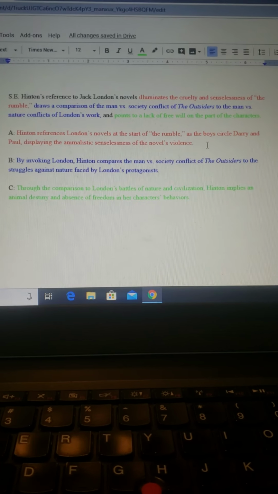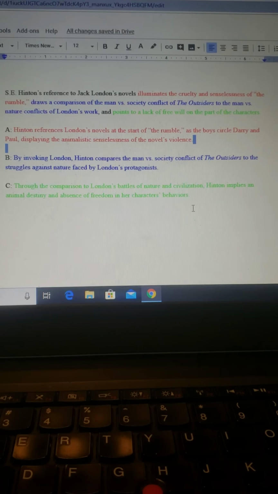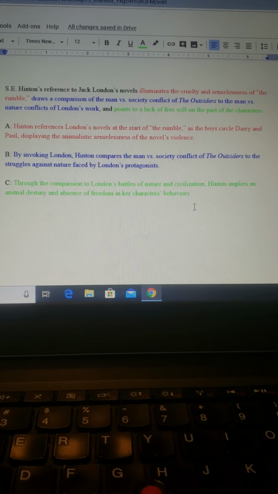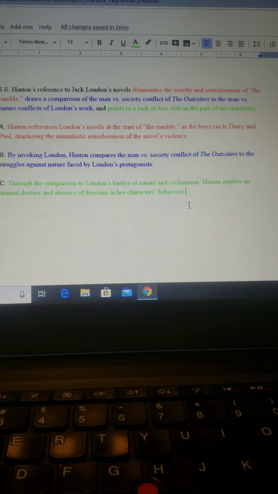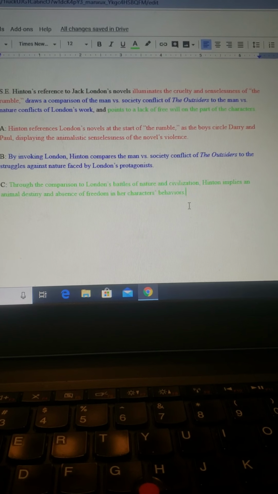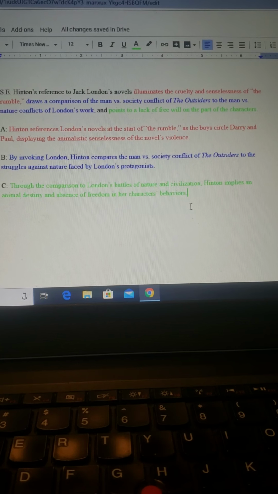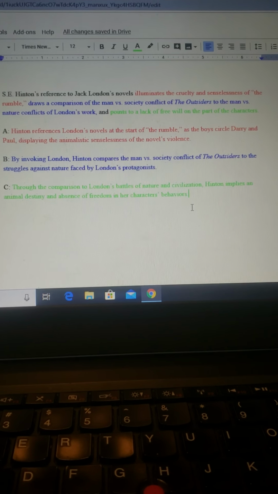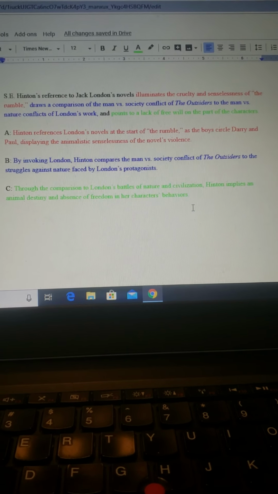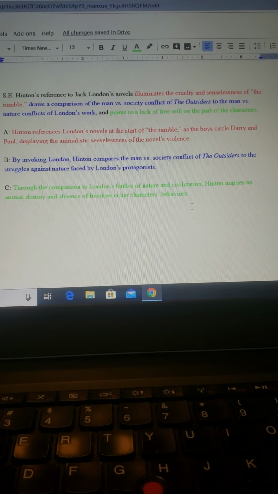I'm not looking for this in-depth literary analysis. If you give me that, awesome. But if you don't, that's okay. All I want to see is that you're interacting with the idea of Hinton using different novels and poems and things and naming them in the book and telling me why you think she does. Okay, that's it. It's not anything crazy.